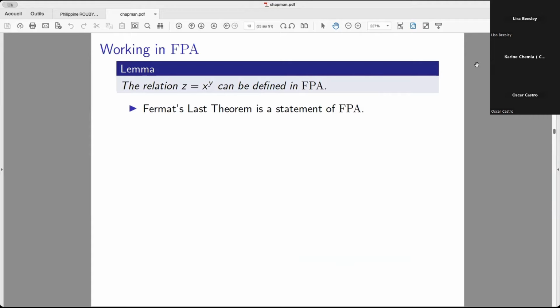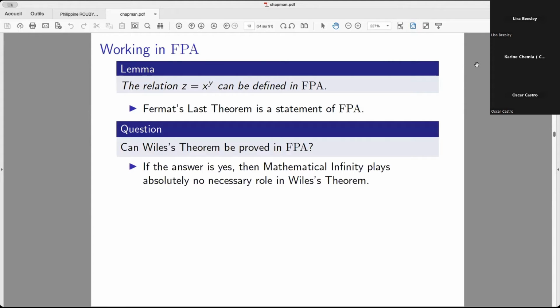So Fermat's last theorem is a formal statement of FPA. Can Wiles' theorem be proved in FPA? If the answer is yes, infinity plays no role, even potential infinity, in Wiles' proof. You can't do asymptotics in finite arithmetic. You can't do any global methods. You have to get down in the trenches and do nitty-gritty calculations.